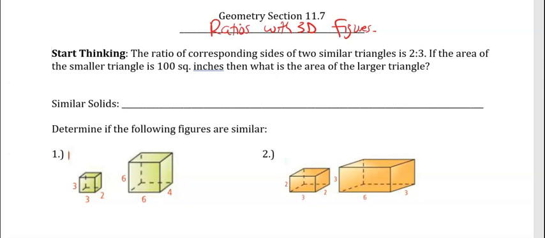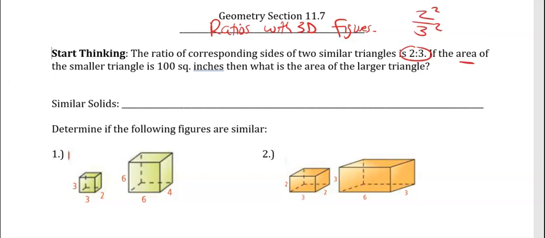So I want you guys to think back to what we did last chapter. The first problem to start thinking says the ratio of the corresponding sides of two similar triangles is 2 to 3. The area of the smaller triangle is 100. What is the area of the bigger? So if they give me the ratio of 2 to 3, what do I have to do to that to be able to solve for an area? Does anybody remember? You got to square it. So you cannot use it as is.